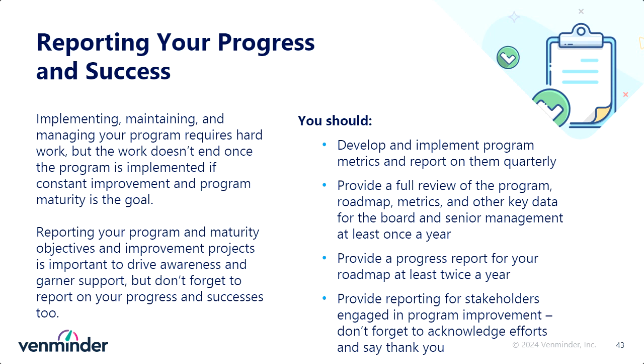So if you're doing all this hard work to move your program forward and drive continuous improvement, it's important to keep your stakeholders updated and keep the board and senior management involved. We just don't want to talk about what we're going to do. We want to show how those efforts are going, if we have any big challenges and any successes that we had. So it's important to develop and implement some metrics and report on them quarterly. You want to provide a progress report for your roadmap at least twice a year, and provide reporting for stakeholders engaged in those improvements. And by the way, don't forget to acknowledge their efforts and say thank you.